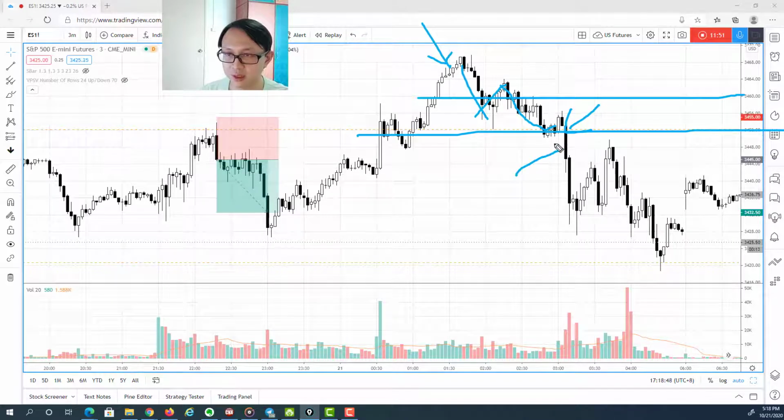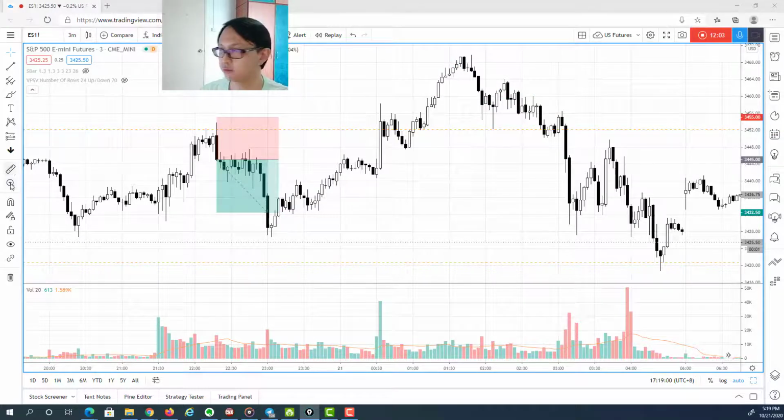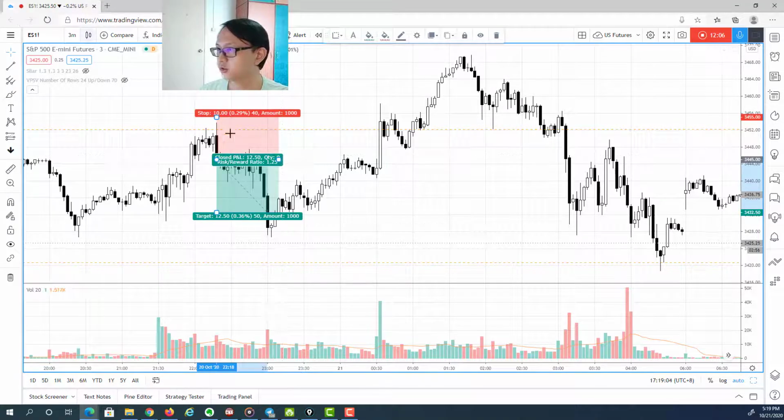So we have seen a big spread bearish bar together with the increasing of the supply. So at the end, it just closed near the low. So this is not very bullish at all. And okay, so this is the trade that I want to show you.